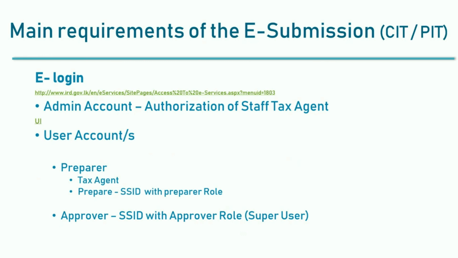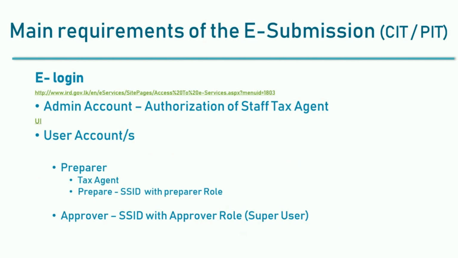When we talk about the e-login, we can identify two types of accounts for CIT and PIT taxpayers. One is the admin account. The other one is the user account. Admin accounts mean authorization of staff tax agent. The role of the admin account is actually authorization of user IDs.